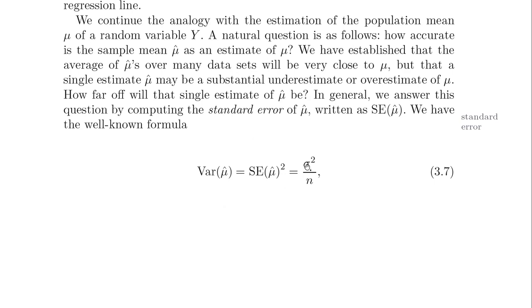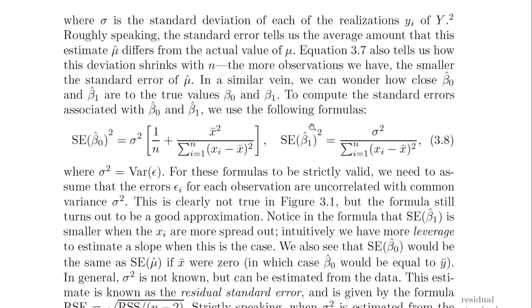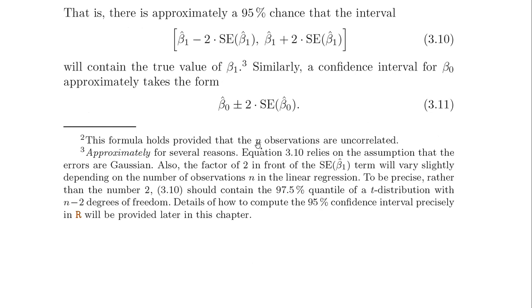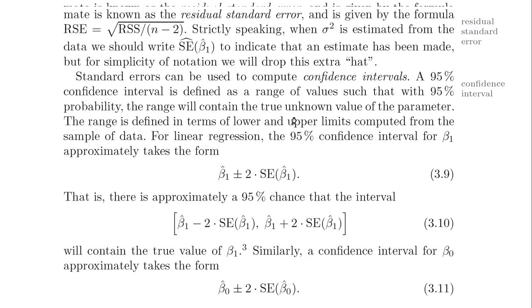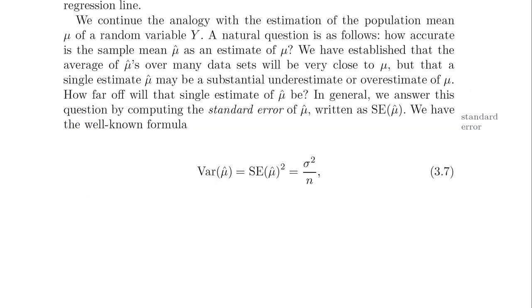So you have no control. You have no control on your sigma if you're looking at this specific variable. You can't control that sigma, but you can counteract it by taking larger and larger observations. Okay, and we have a footnote. Let's see. This formula holds provided that the n observations are uncorrelated. I see. Okay, so you would use this formula if the observations are uncorrelated.